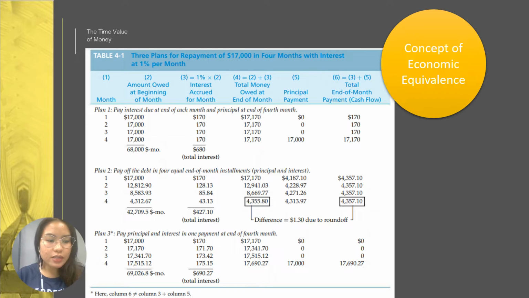So, the example brings us back to the concept of economic equivalence. If the interest rate remains at 1% per month, you should be indifferent as to which plan you use to prepay the $17,000 that you borrowed from the credit card company. This assumes that you are charged 1% of the outstanding principal balance. Of course, this includes any unpaid interest each month for the next 4 months, or whatever period you set in a real-life scenario.